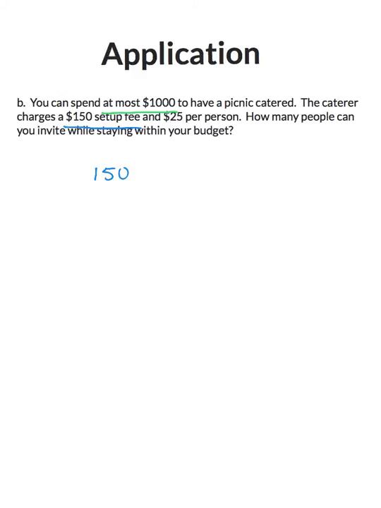So we pay $150, and then it says that we pay $25 per person. When you see that word per whatever, that means that you want to multiply it by something. So this is going to be 25x. So this is the amount of money that we're paying, and we know that this is at most $1,000, meaning that I can spend less than or equal to $1,000. Now that we have our model, we can go ahead and solve.